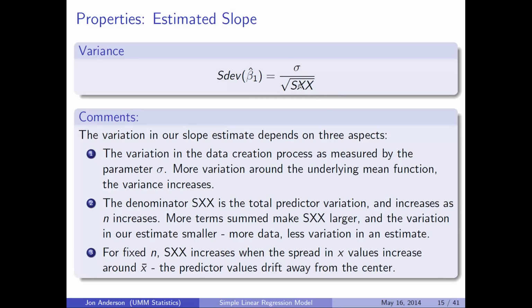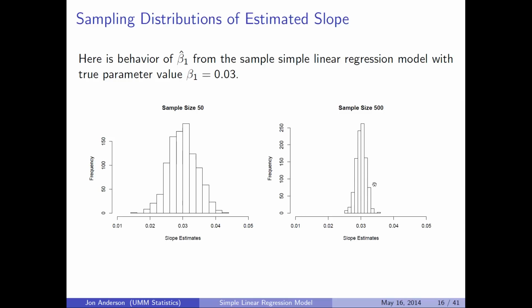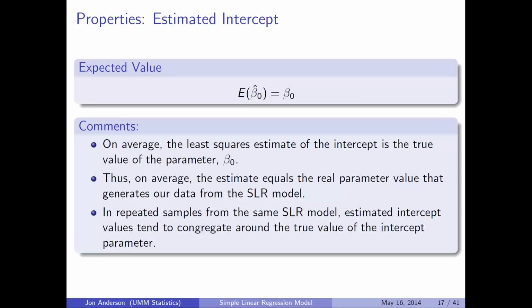SXX down here is a much bigger value when the data sample size n is 500 than when it's 50. And so when you have more data, it makes the standard deviation smaller, and we see that carried out right here in this simulation. This is what we were talking about on the previous two overheads about the variation in the estimates.